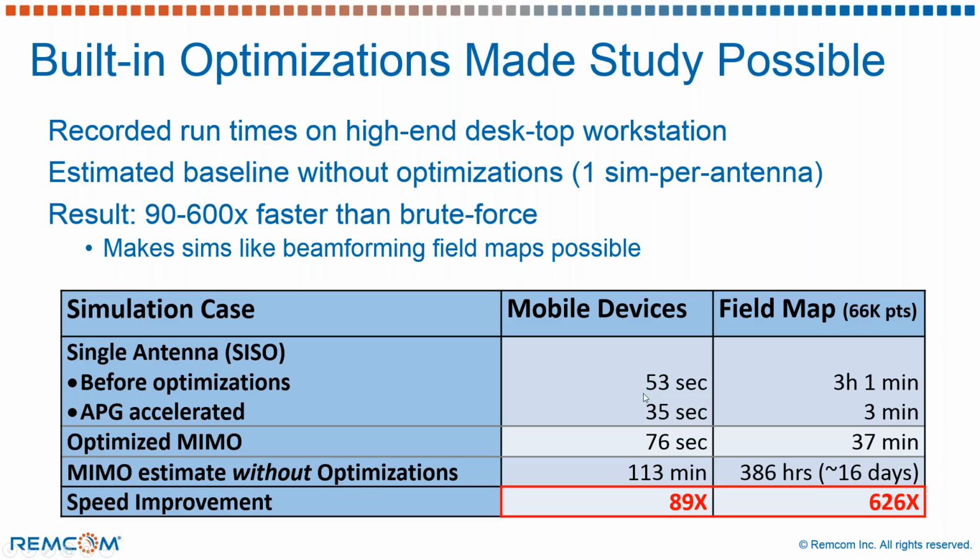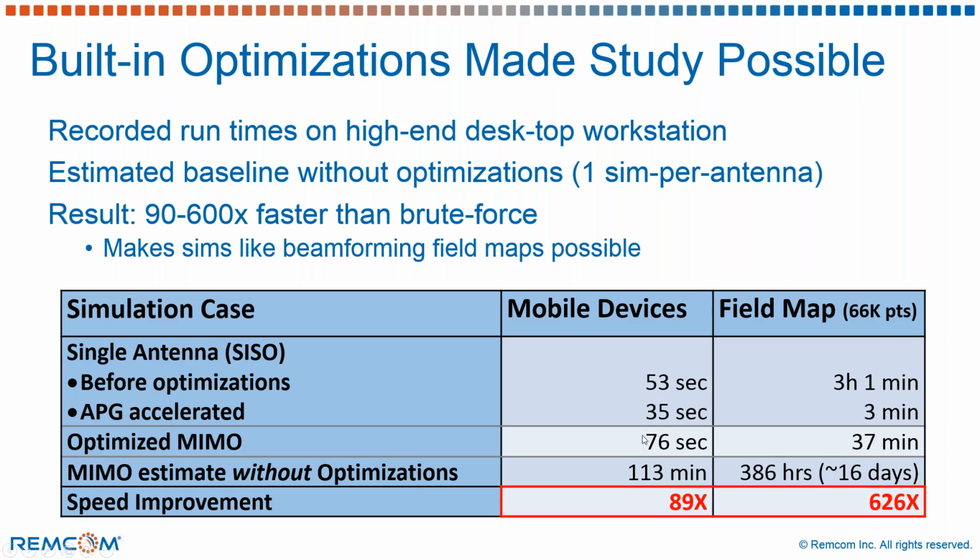So before any optimizations, a single antenna at the transmitting base station and a single antenna at the device takes about 53 seconds to simulate all of the routes and points in our scene. When we applied the acceleration that we talked about called APG acceleration, this dropped to about 35 seconds.